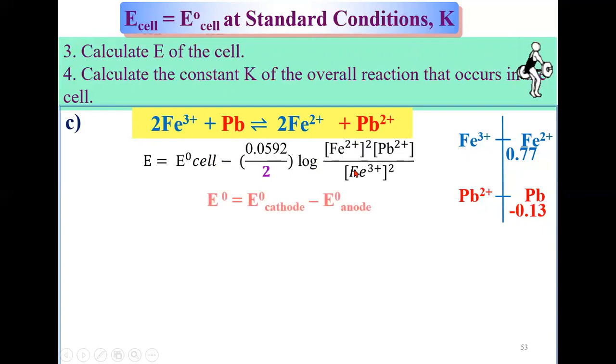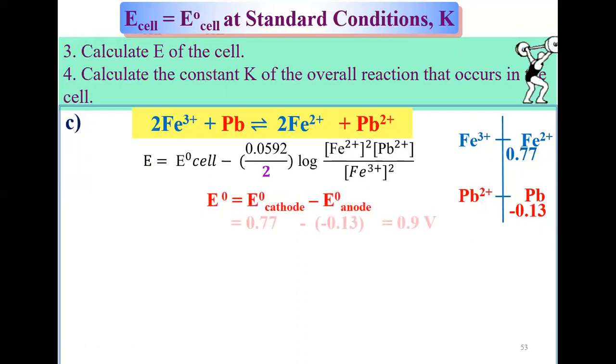Now, if I substitute here, what do we get for the E of the cell? Well, the iron is 1, the lead is 1, the Fe is 1, and therefore the E of the cell is simply the E naught of the cell. It's the same. So E of the cell is the E naught of the cell.